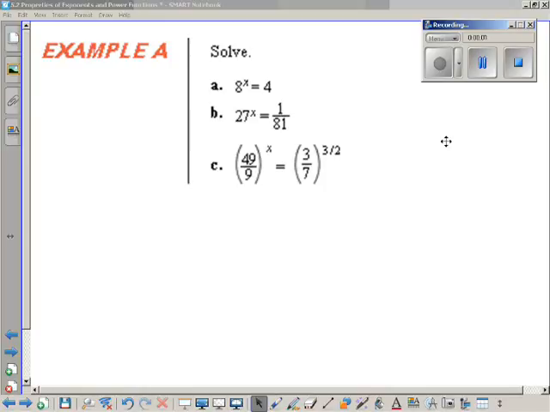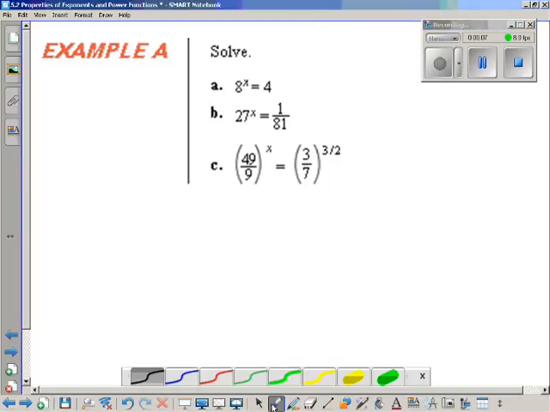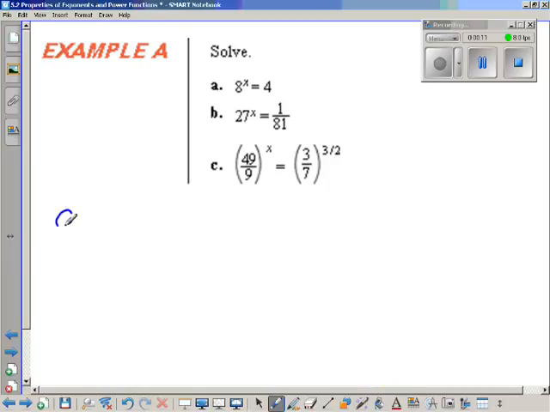We're in business. We're recording example A here from our 5.2 worksheet. And you're doing this on the back. To do 8 to the x equals 4. What I want you to try with these is to turn this equation into an exponential equation.